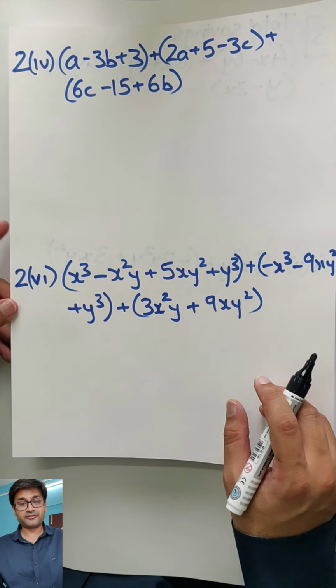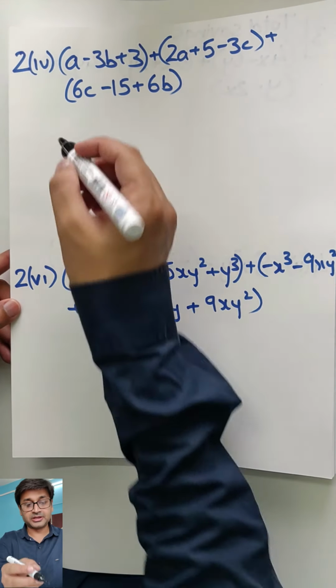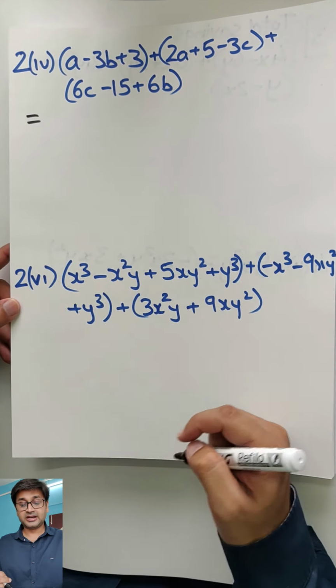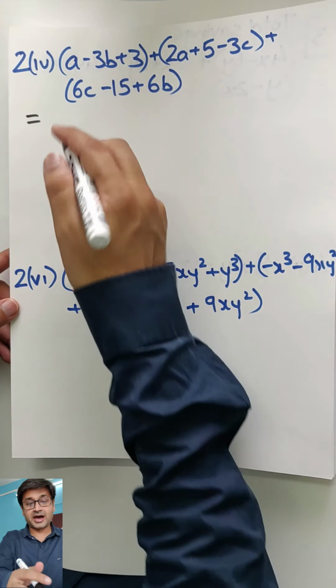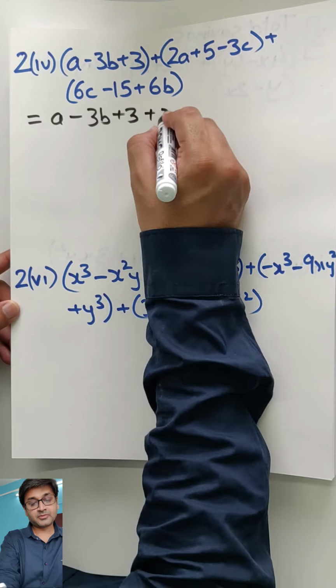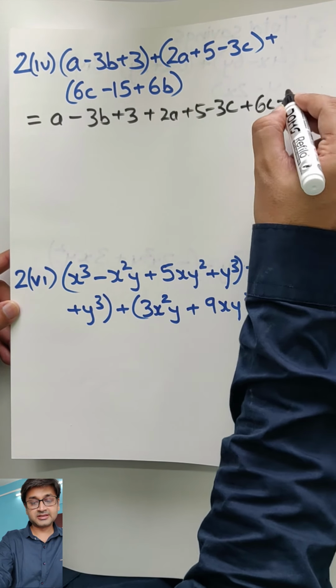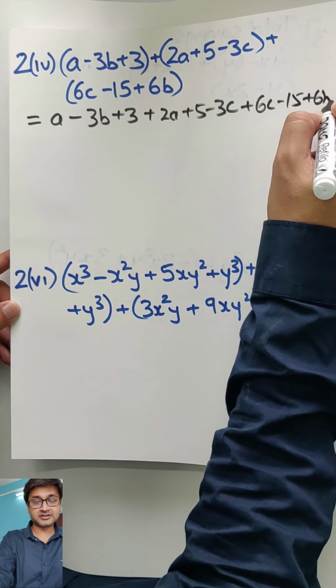hit it. 2 part 4. Add everything. So I have put brackets. You take the pains of opening the bracket so that later on when there is minus, you have the habit of doing this. So a minus 3b plus 3, 2a plus 5 minus 3c, 6c minus 15 plus 6b.